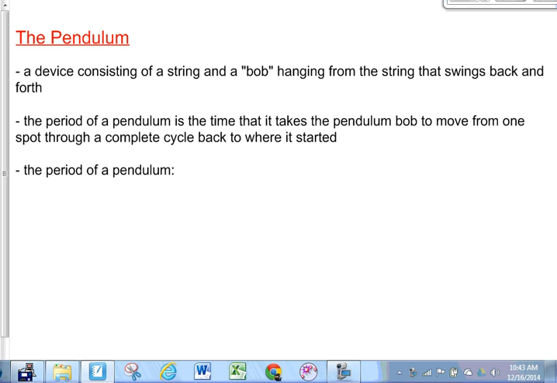Well, first define it. A pendulum is a device that consists of a string or a chain or a wire or something with a mass hanging on the end of it, that mass that we'll call a bob, hanging on the end of it.